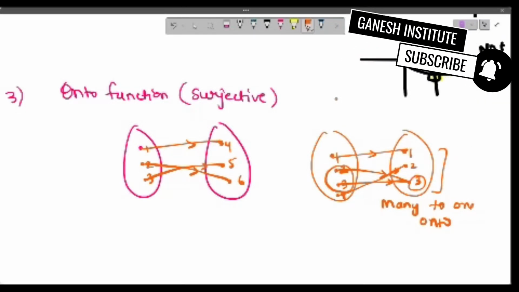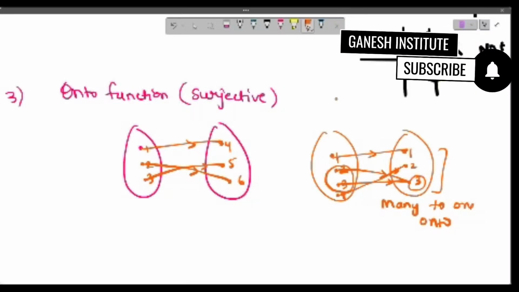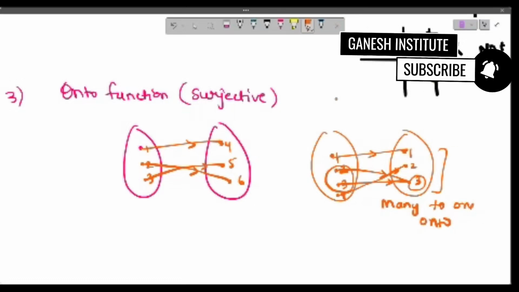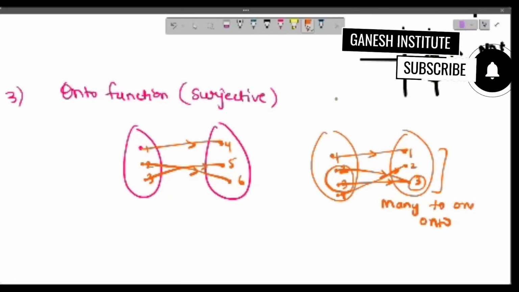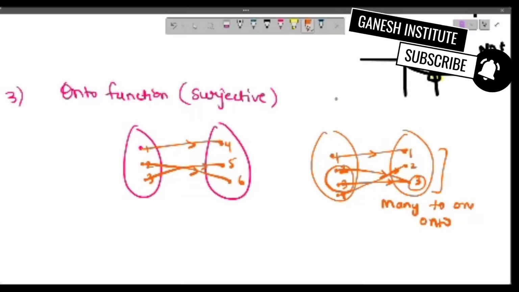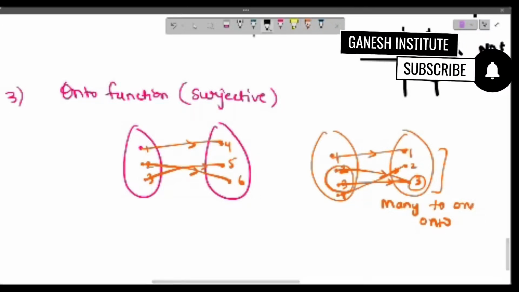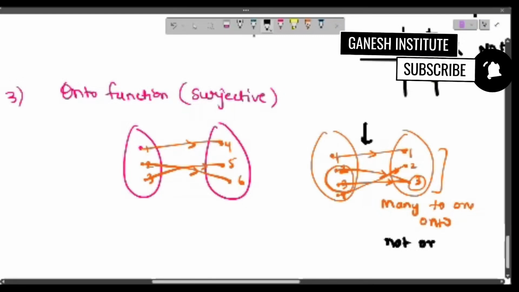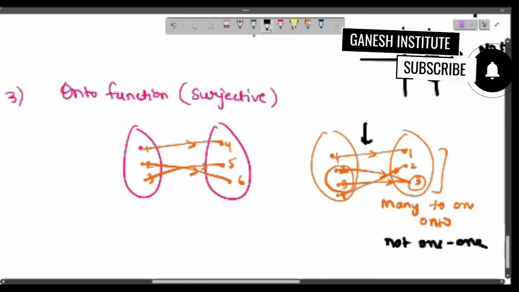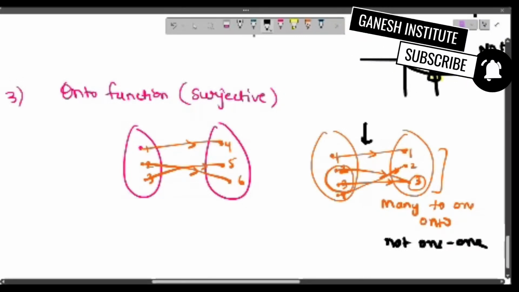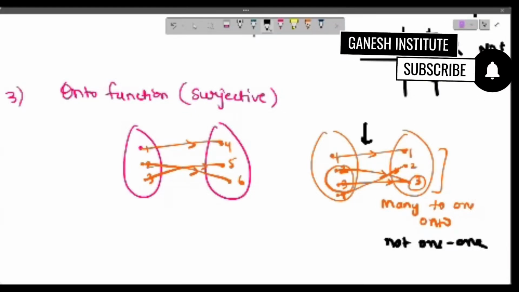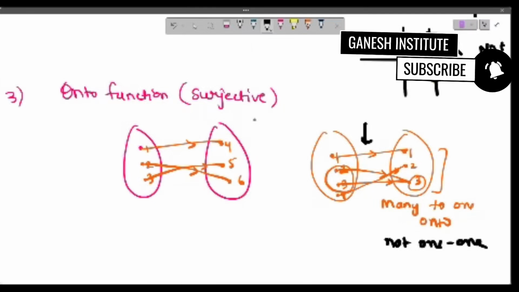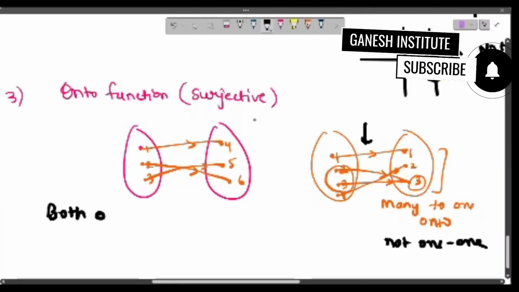But if it's only surjective, then that means there's an x for every single y. Yes. So you can also have a surjective function without it being injective, right? Yes. This is what it is. It is not one-to-one. So this is what we call not one-to-one. The function which is both one-to-one and onto.